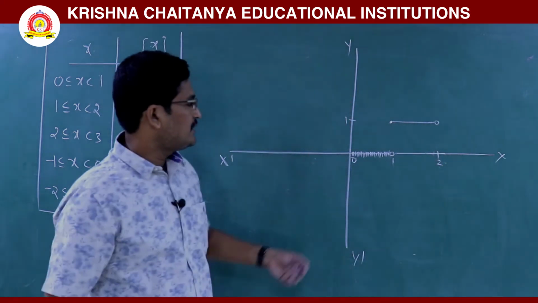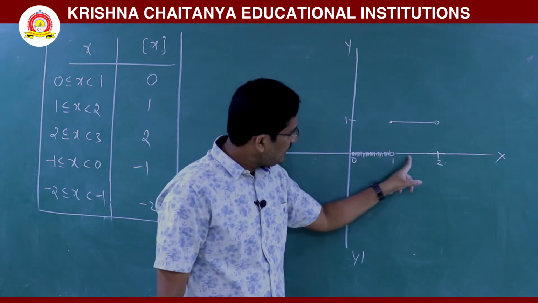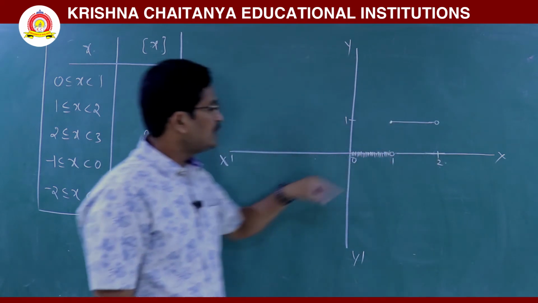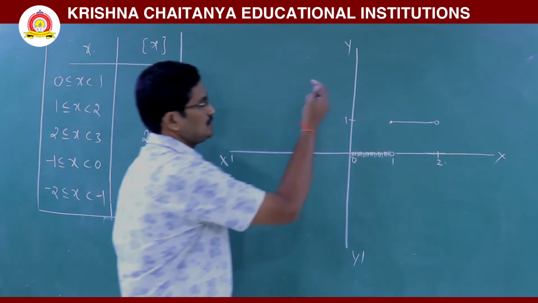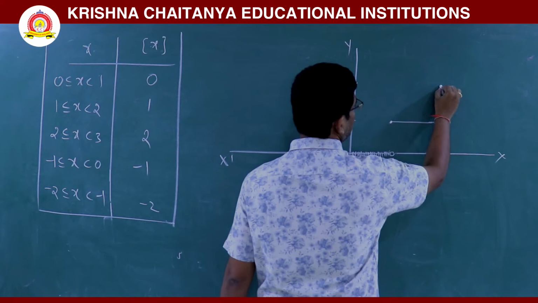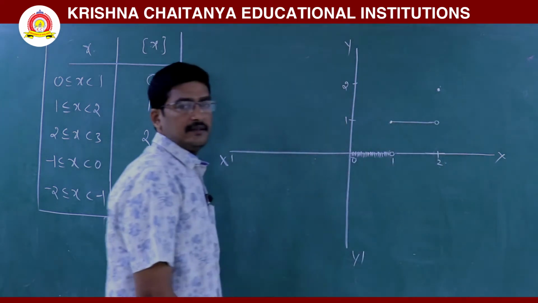What is the meaning of this? At x equals 1, step x is 1. At x equals 1 point something, step is 1. At x equal to 2, it's not 1. At x equals 2, step is 2. Then that one jumps to 2. I hope you understood. So it jumps there.